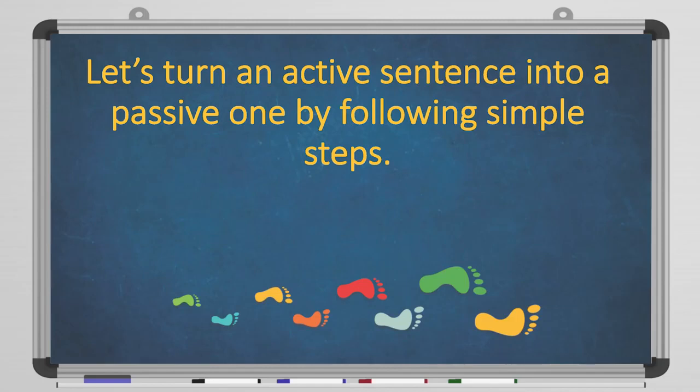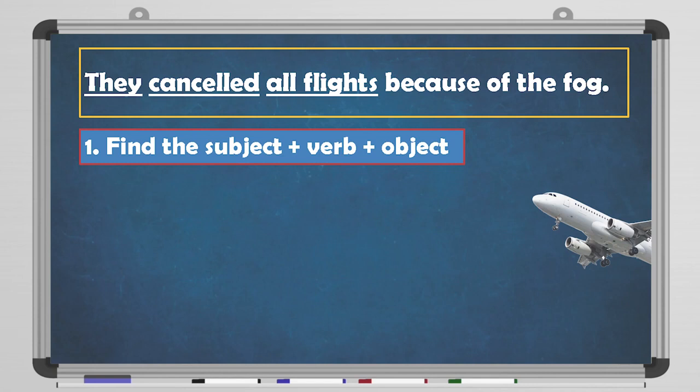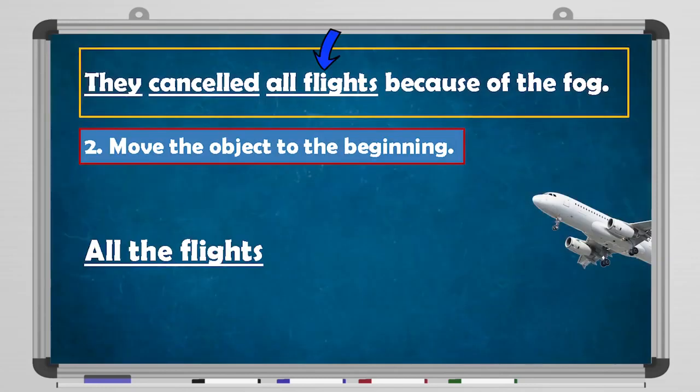Now, step by step, we are going to change this sentence from an active sentence into a passive one. First, you have to find the subject, verb, and object, and then move the object to the beginning of the sentence. So, instead of having all flights at the end or in the middle, just drag it to the beginning. So, you will start the sentence with an object, all flights. And then we need to choose a verb to be.